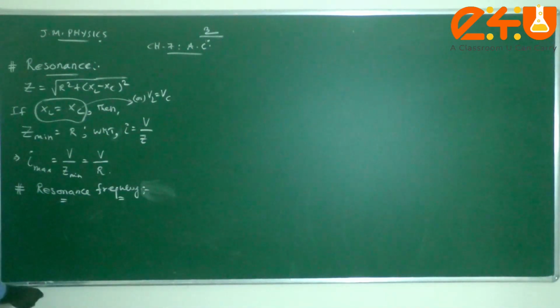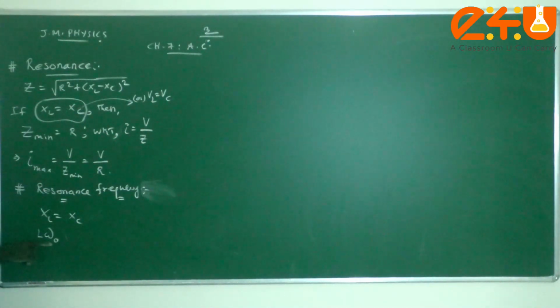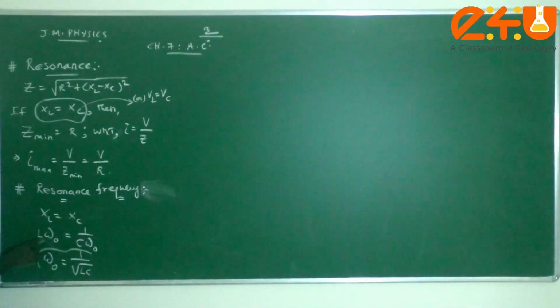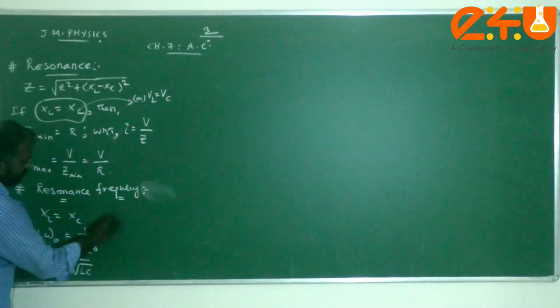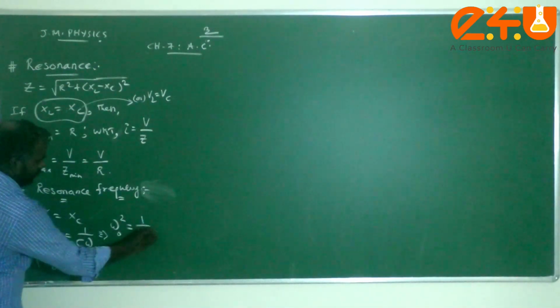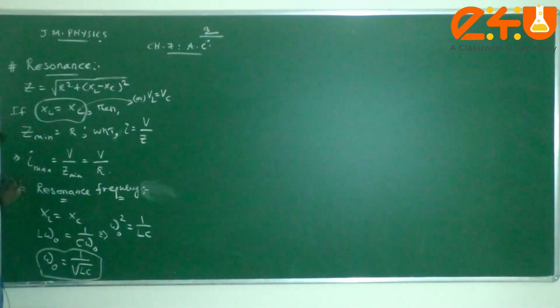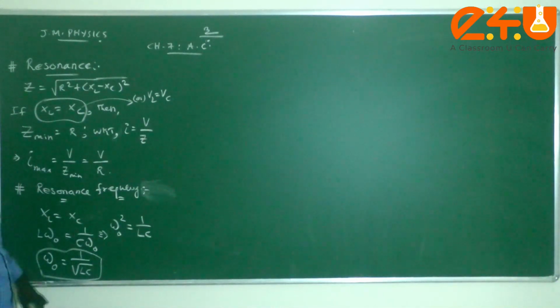As per the AC source, since XL equals XC for resonance condition, we can write L omega naught. Omega naught represents the resonance frequency value, to distinguish from any other frequency. Equals 1 divided by C omega naught. You just cross multiply this, so omega naught square is equal to 1 by LC, or omega naught equals 1 by root of LC. This is the angular frequency in case of resonance condition.